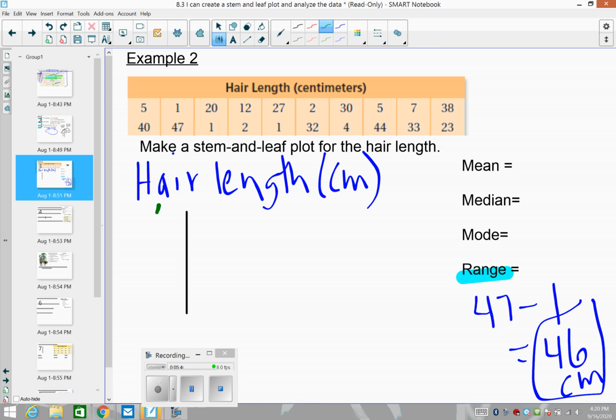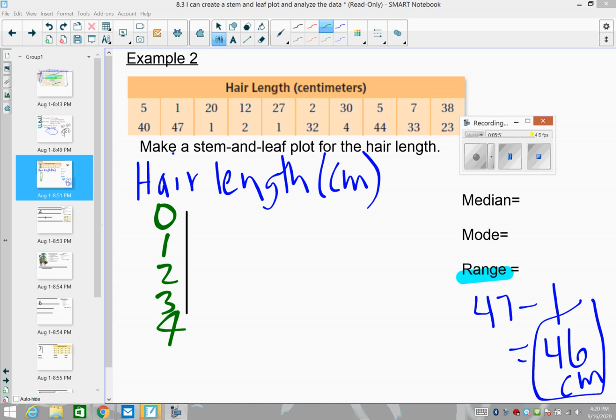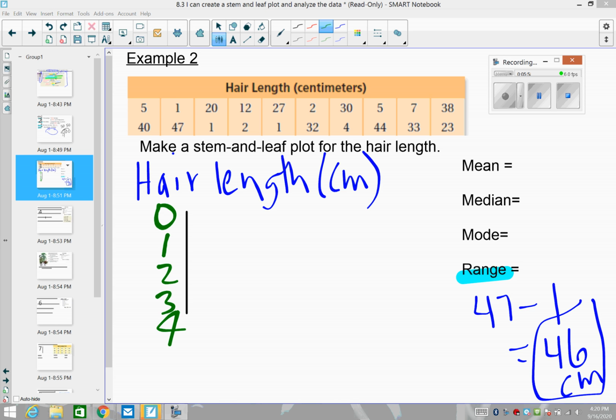So we are going to represent the numbers 1 through 9, the numbers 10 through 19, and so on. So we easily can figure out that those will be our stems. Let's go through and highlight what we have in order from least to greatest. So we have 1, 1, 1. Those are my smallest. And then I have 2, 2, 4, 5, 5, 7. Those are all the numbers from 0 to 9 that would go in that first row, representing centimeters.